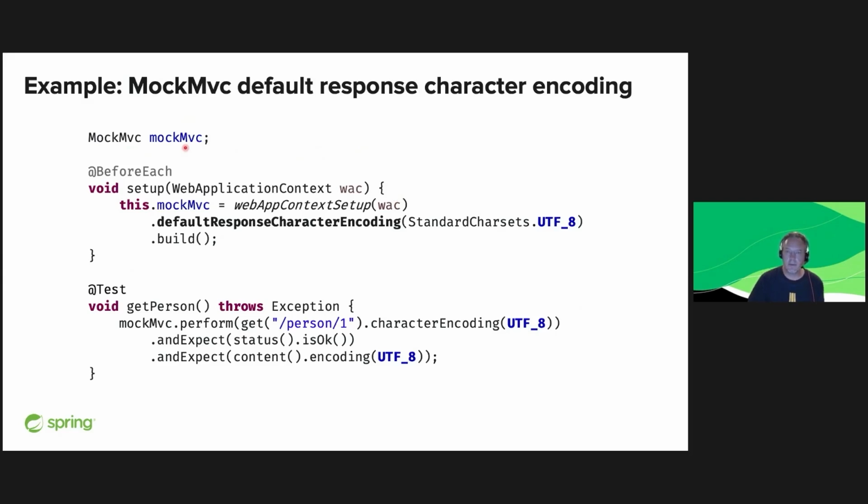In MockMvc, this is the new default response character encoding. So here we have MockMvc, we have a WebApplicationContext being auto-injected into our BeforeEach method, and we're using the static factory method to create the MockMvc builder. Now we see this new method, defaultResponseCharacterEncoding, which takes a Charset, so we can set that to UTF-8 and then build it, and that we use as the default response encoding if one is not supplied by your controller, for example. And then we can just use MockMvc as we normally would.